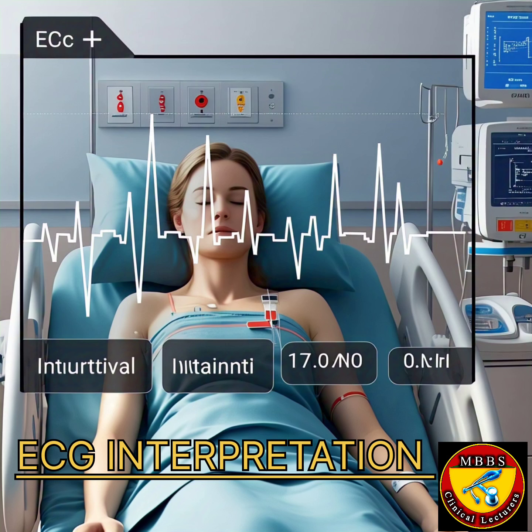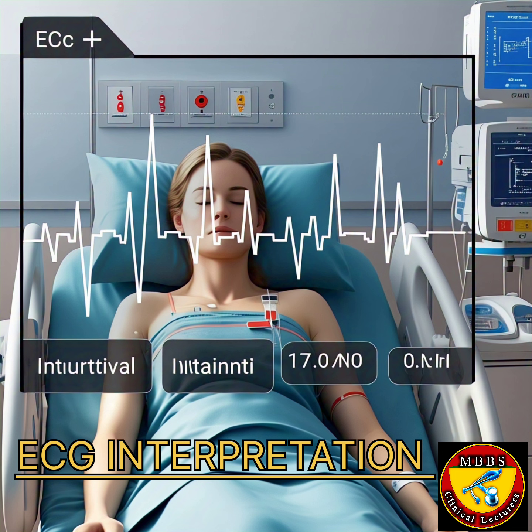ECG Interpretation. Step 1. Determine the heart rate. Count the number of QRS complexes in a 6-second strip. Multiply the number of QRS complexes by 10 to get the heart rate in beats per minute, BPM.